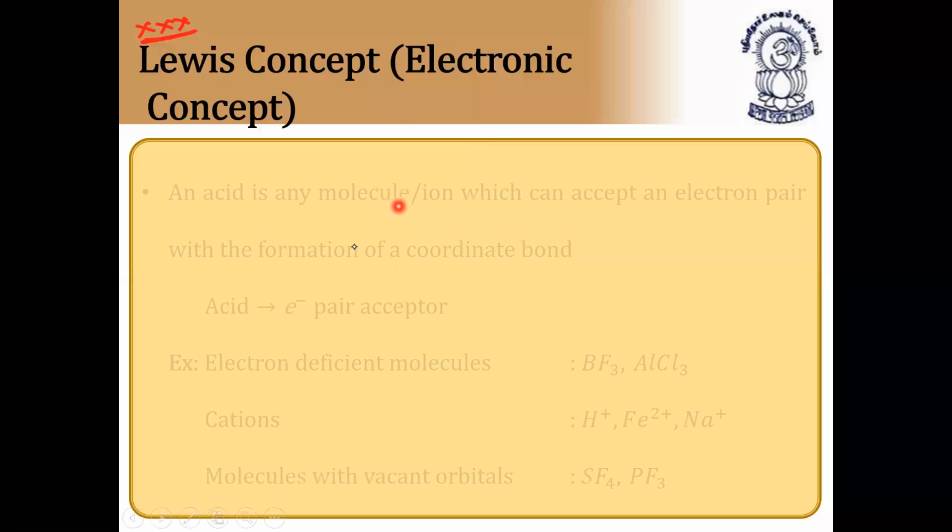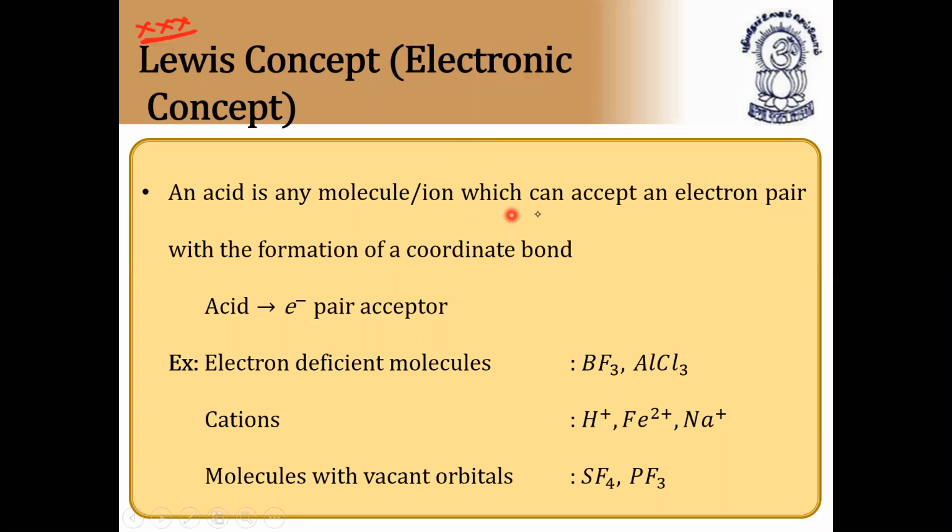Very, very important. An acid is any molecule or ion which can accept an electron pair with the formation of coordinate covalent bond. This is coordinate covalent bond. So if a substance is ready to accept an electron pair with the formation of coordinate covalent bond, it is called an acid. So acid is nothing but an electron pair acceptor. Acid is nothing but what? Electron pair acceptor.